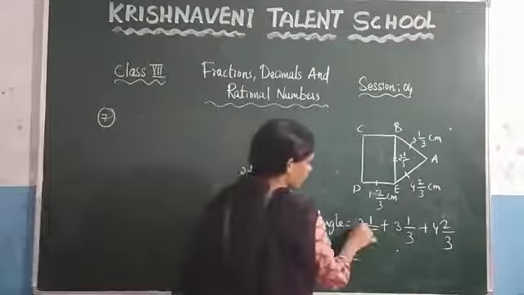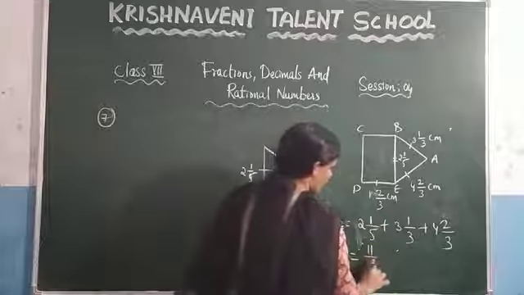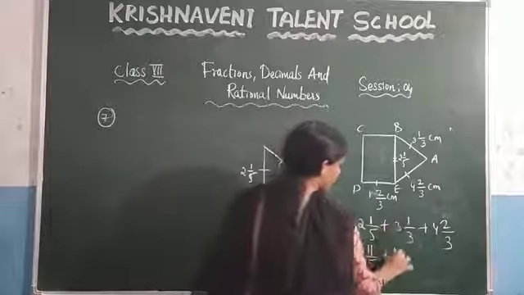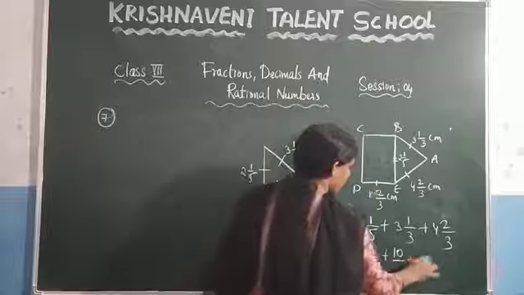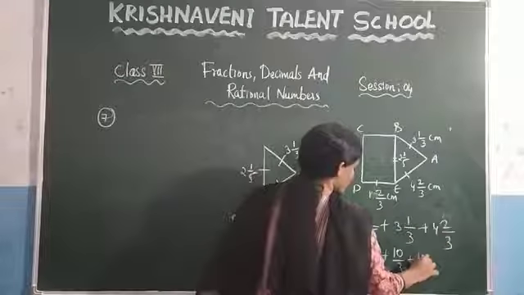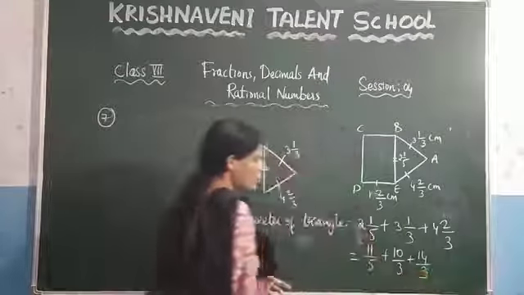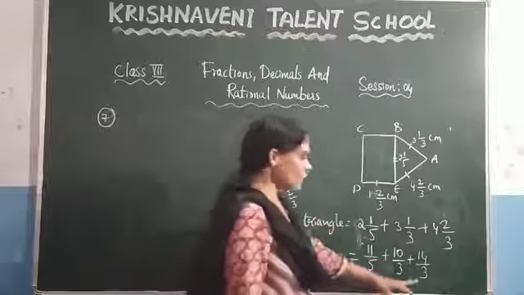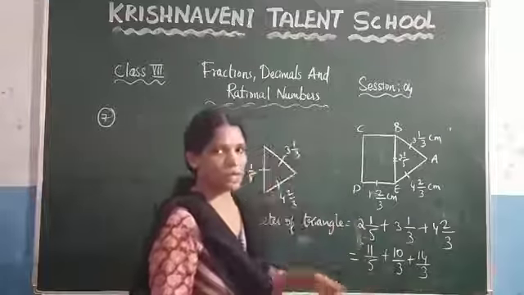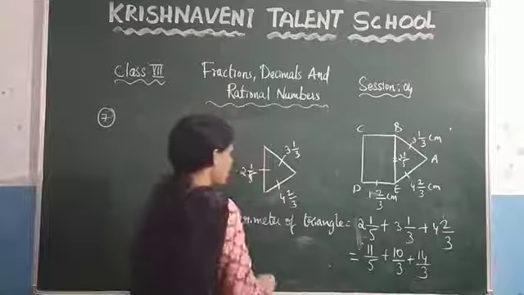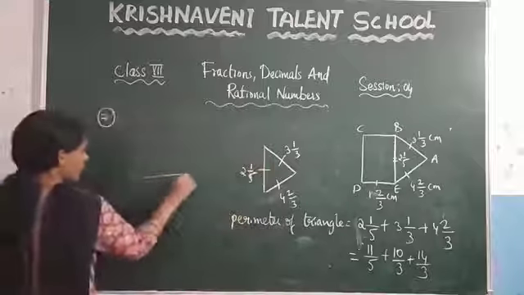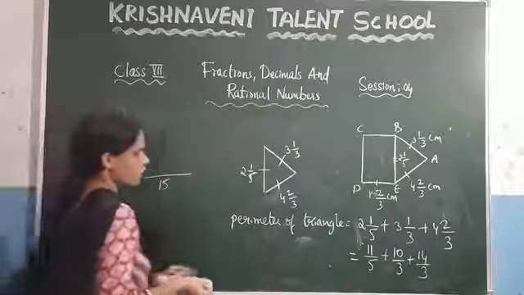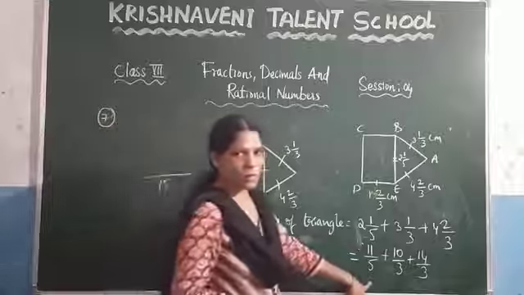What you get? 5 2 is 10 plus 1, which is 11 by 5. Here 3 3 is 9 plus 1, which is 10 by 3, and here 4 3 is 12 plus 2, which is 14 by 3. Now you need to take the LCM of all these numbers. If you take the LCM of 5 and 3, what you will get? You will get 15. So here, what you will get here? 15.